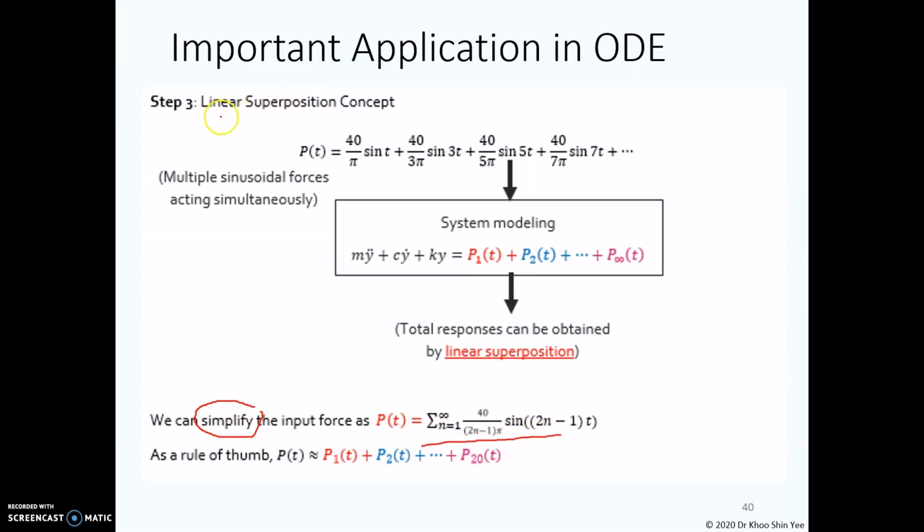Let's continue to discuss the linear superposition concept. So you have a linear system here and you have a force given by this formula. And you see this force is comprised of a lot of small forces inside until infinity. So you see the amplitude for the force is the highest for the first term and it reduces for the second term, reduces for the third term and so on.